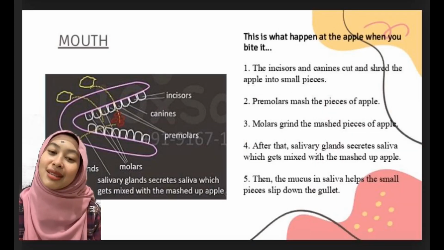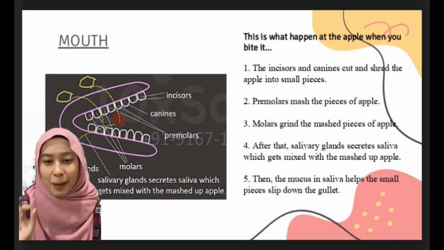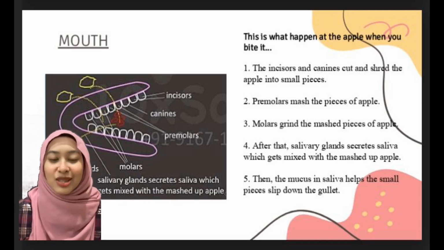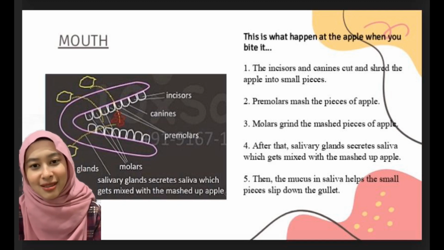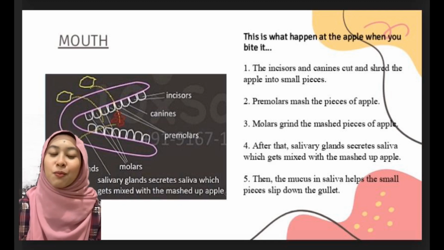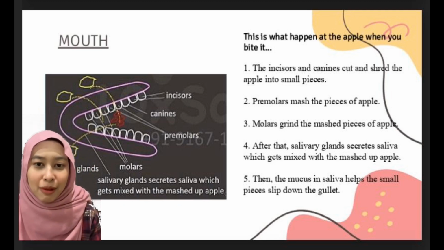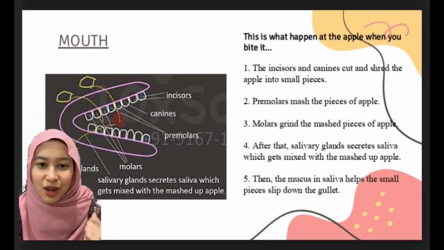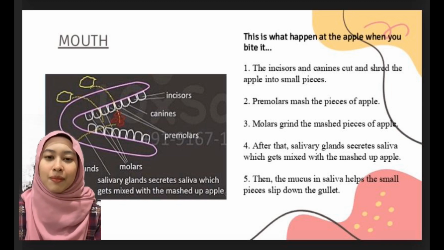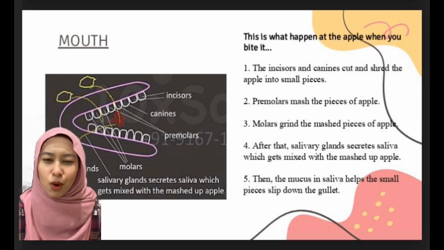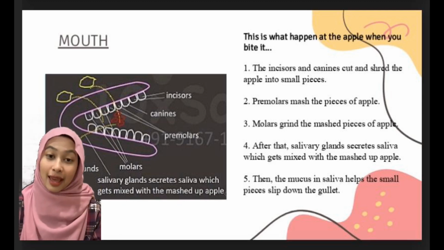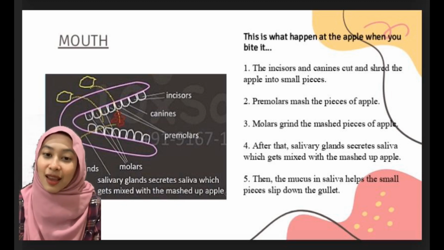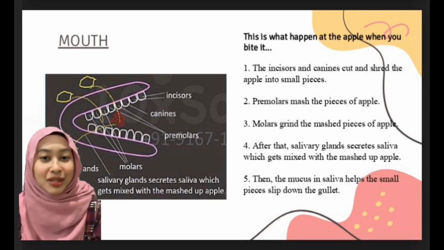Okay, so this is what happens when you bite the apple. First, the incisors and canines will cut and shred your apple into small pieces. After that, the premolars mash the apple. Then, the molars will grind the mashed apple so it becomes even tinier pieces. After that, the salivary glands will take over. They secrete saliva, which gets mixed with the mashed up apples.